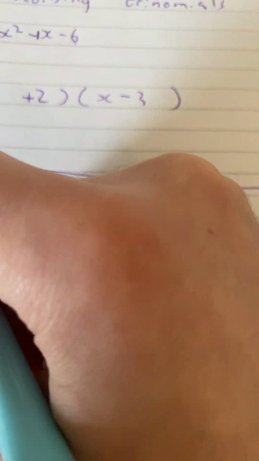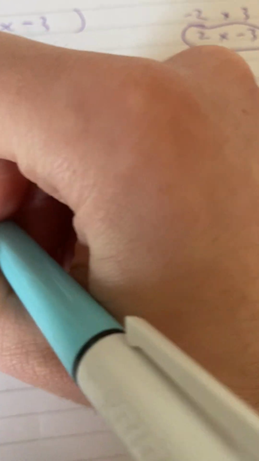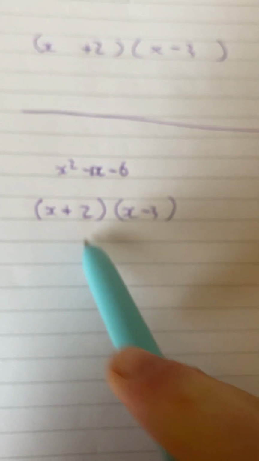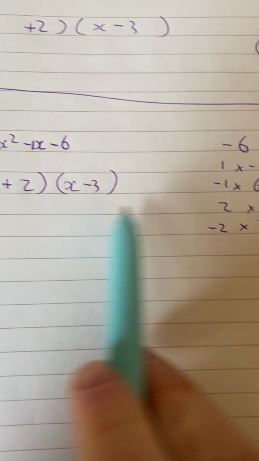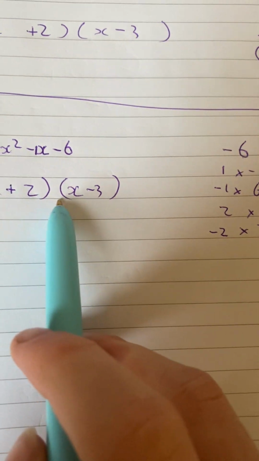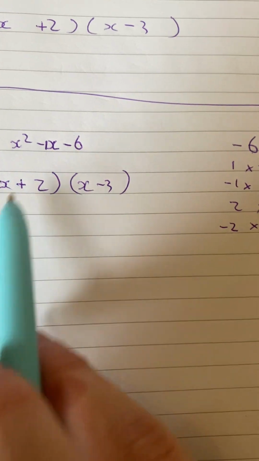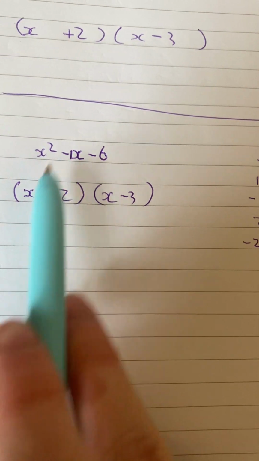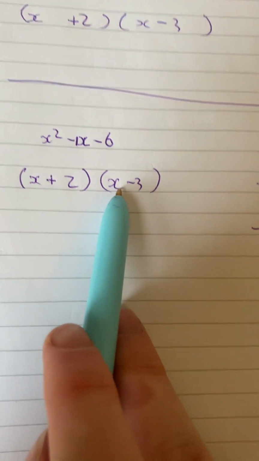So then we have our two brackets that we're going to be factorizing into. What multiplies together to get x squared? x by x. What multiplies to get minus 6? Well, 2 and minus 3. And that's our answer, because if you multiply this out, we'd get x squared plus 2x minus 3x, which gives me minus 1x minus 6. So this is what multiplies together to get our expression. So our answer there is x plus 2 times x minus 3.